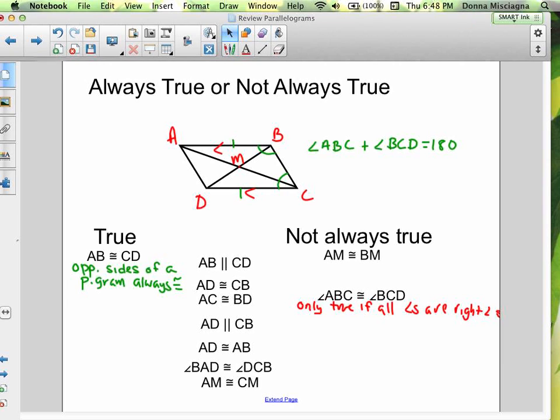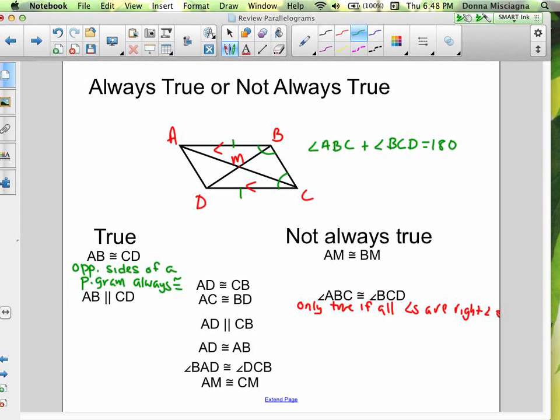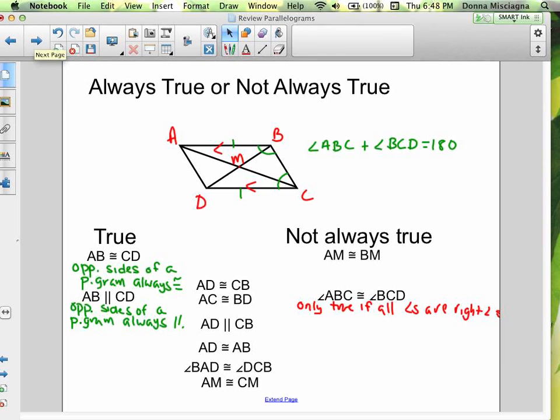Well, that's opposite sides of a parallelogram. And we know opposite sides of a parallelogram are always parallel. So that's a true. And let's write in here, opposite sides. By the way, if you want, you can take notes. Similar questions are on the formative of a p-gram. Always parallel. All right, let's look at the next one.